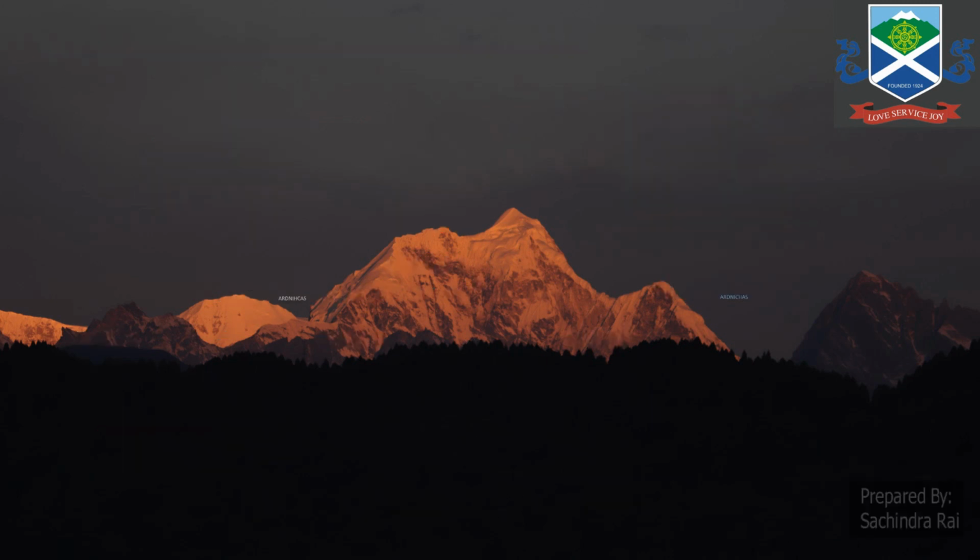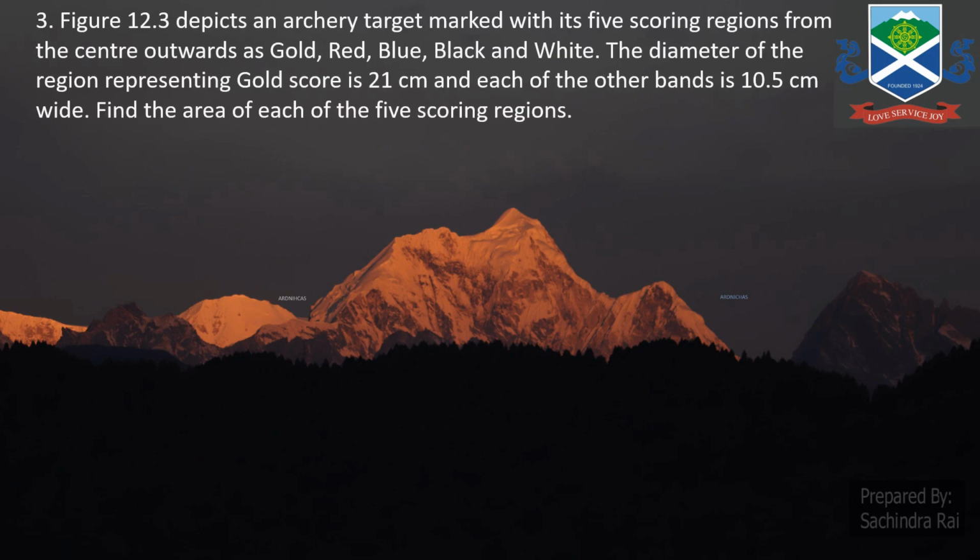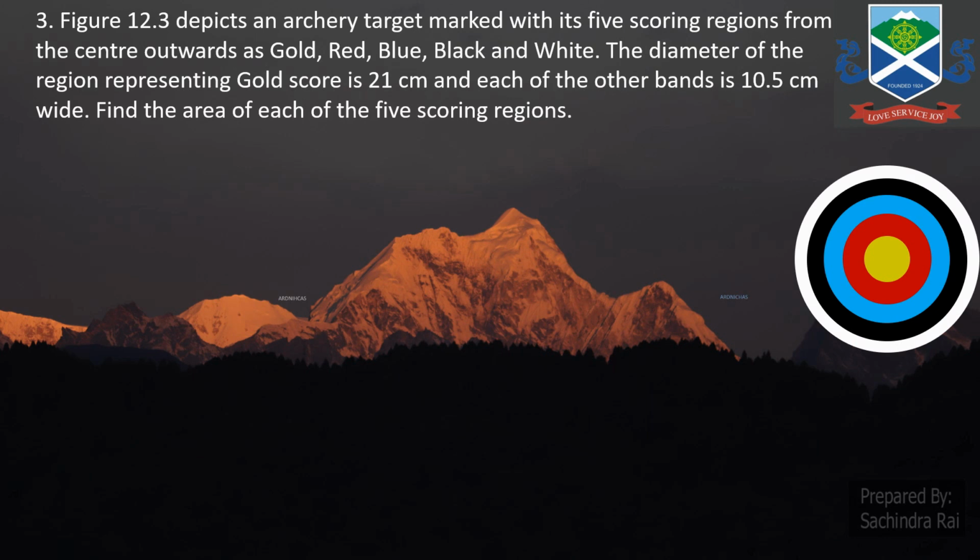Let us have a look at the third question of exercise 12.1. Figure 12.3 depicts an archery target marked with its 5 scoring regions from the center outward as gold, red, blue, black and white. The diameter of the region representing gold score is 21 centimeter and each of the other bands is 10.5 centimeter wide. Find the area of each of the 5 scoring regions.